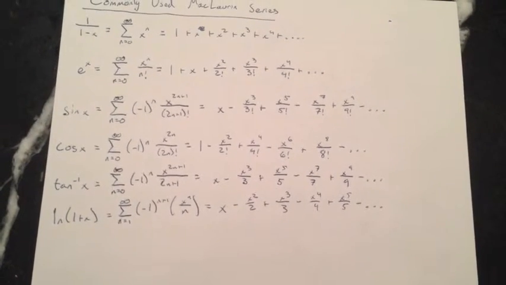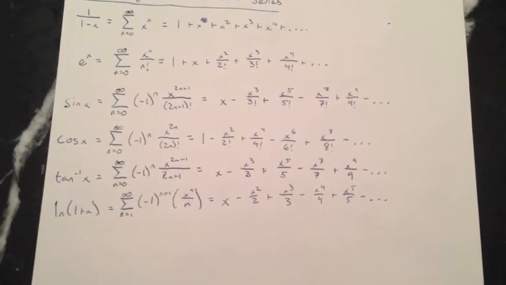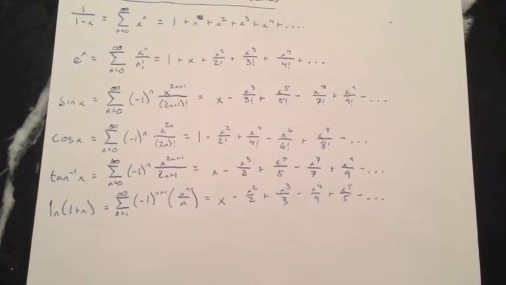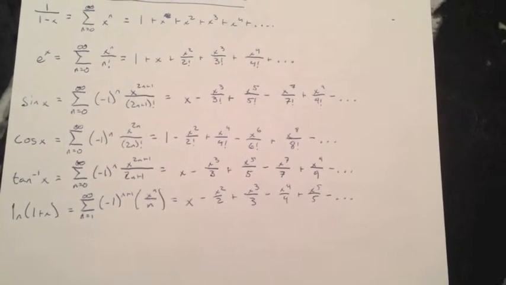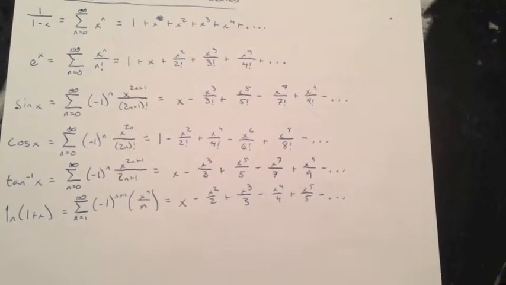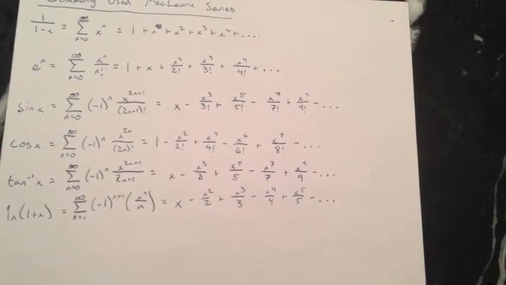Cosine of x is very similar, except it skips all the odd degrees. And so the general formula is negative 1 to the nth power times x to the 2n all over 2n factorial. And we get it equals 1 minus x squared over 2 factorial plus x to the fourth over 4 factorial, and so on, so forth.